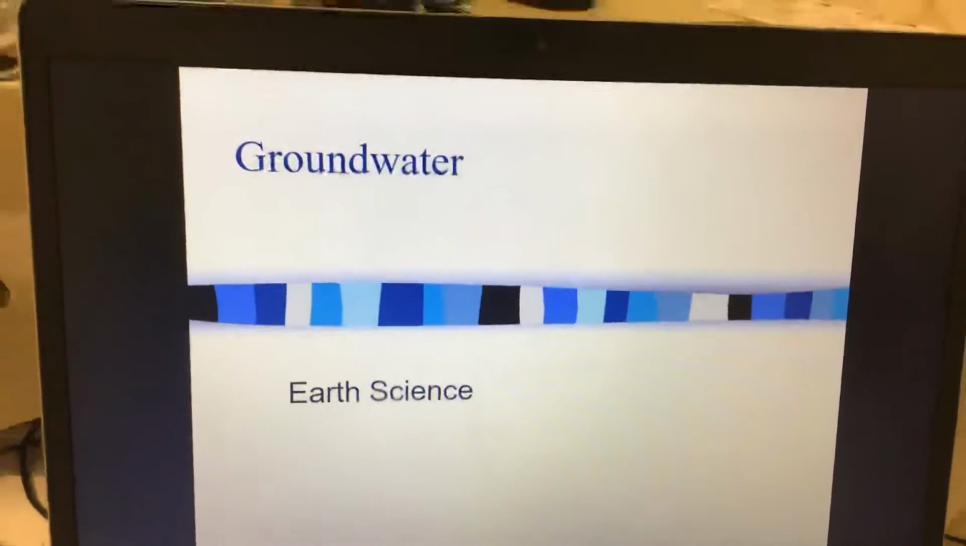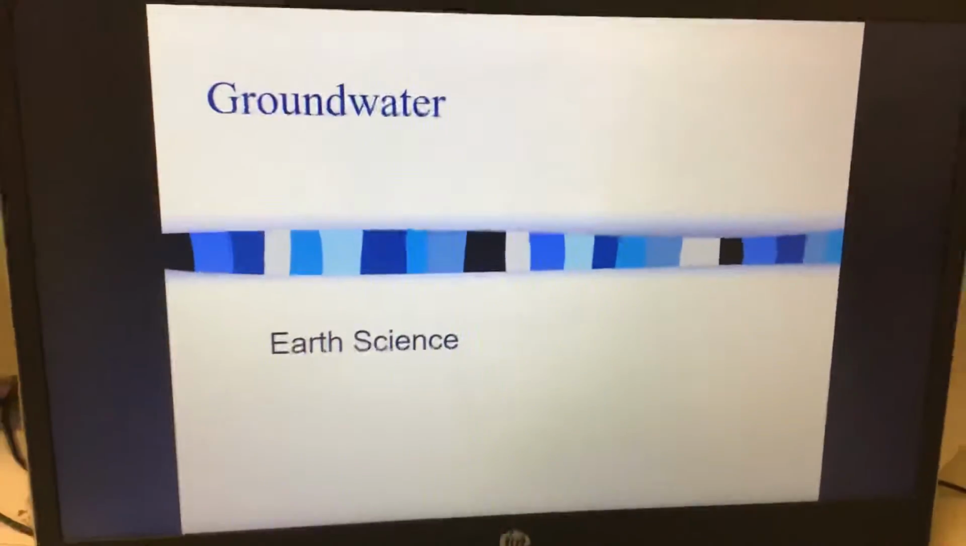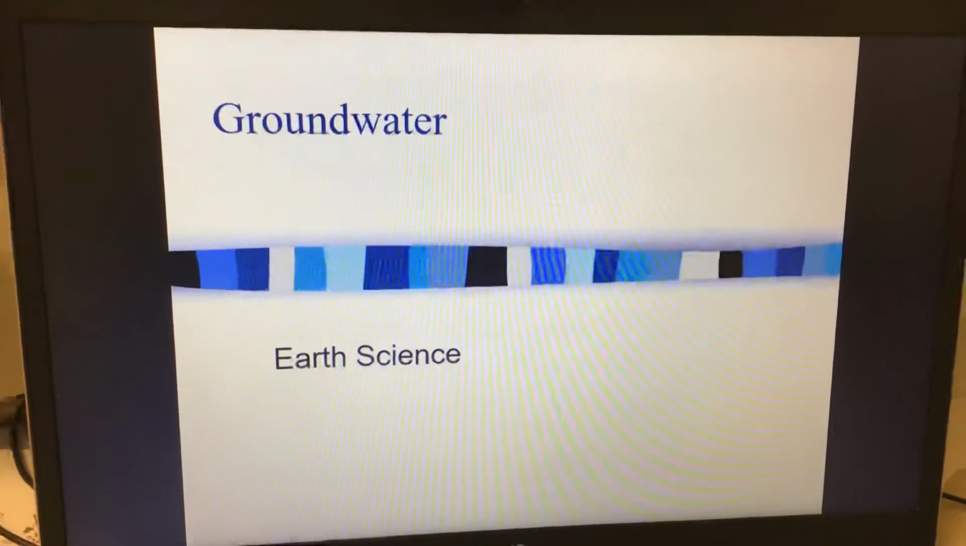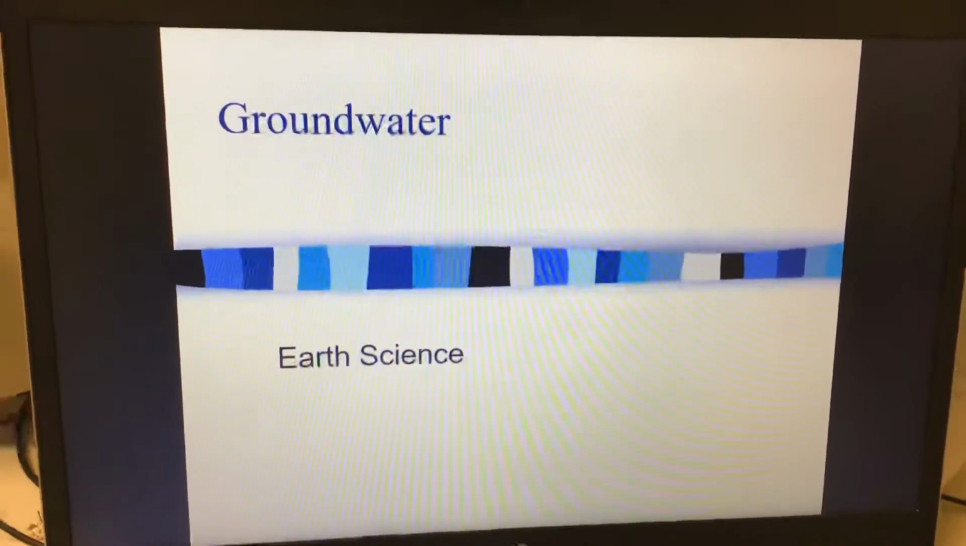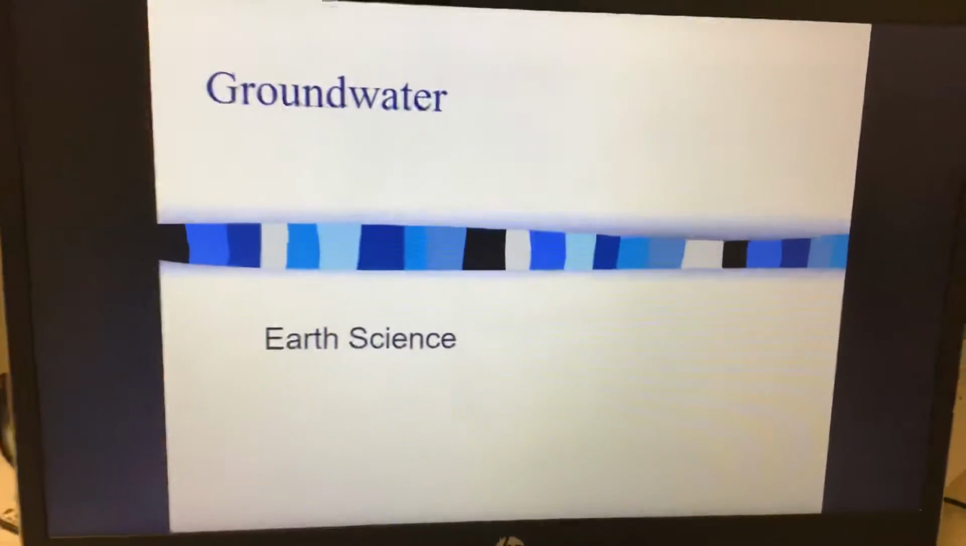Okay, today we're going to switch gears a little bit. We've been talking about rivers and that being fresh water. Well, today we're going to talk about groundwater. So your heading today is groundwater, and we're going to talk about things related to groundwater.